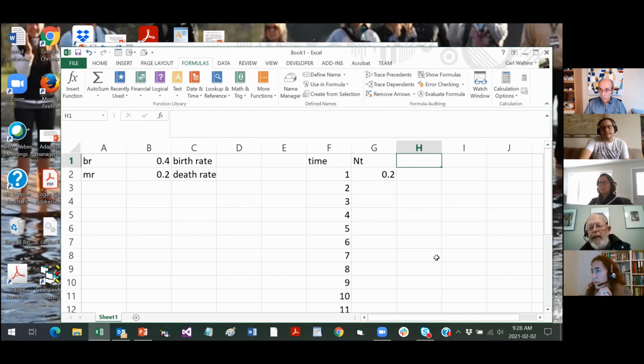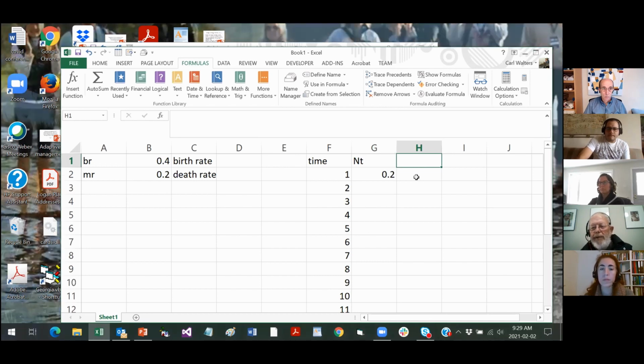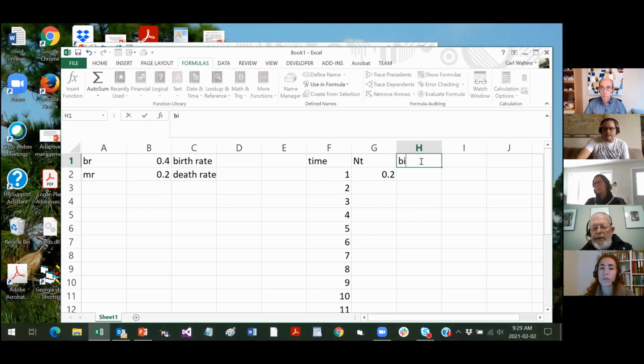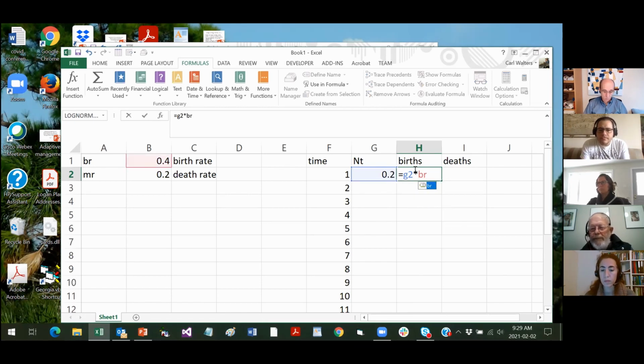All right, then the next column. So this is my state now in this G column. I'm going to predict births. And in the next column, I'm going to predict deaths. So for time 1, I'm going to predict births to be equal to the numbers for time 1 times the birth rate. So this is now a functional relationship expressed as an equation in Excel.